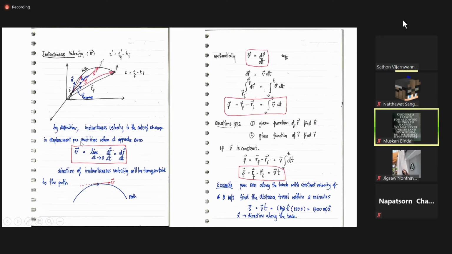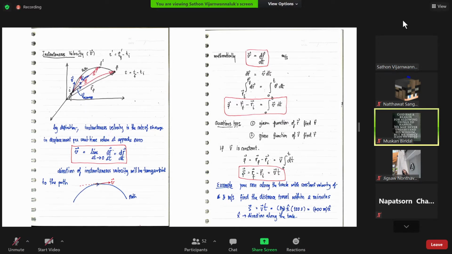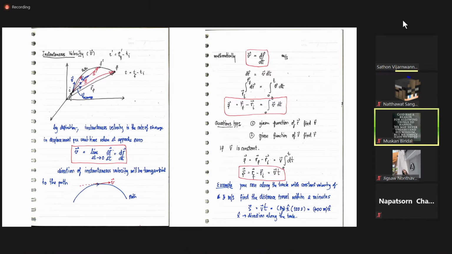And we introduced what we call instantaneous velocity. That is basically the average velocity over a time interval delta t, where delta t is approaching zero. By doing that, the instantaneous velocity will have a direction tangential to the path. So we will continue from that.